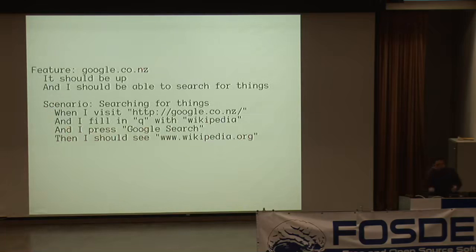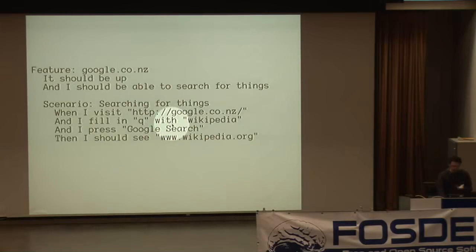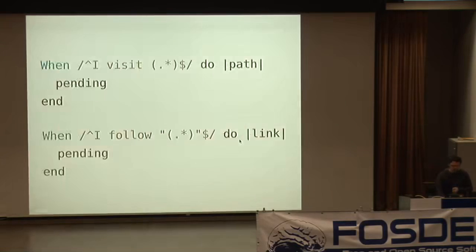So very simply, Cucumber is basically an executable specification. You write in plain, human understandable language how you expect the system to be behaving. So in this particular example here, we're saying that when I visit this particular URL, Google in New Zealand, and I fill in the query with Wikipedia and I press the Google search button, then I should see this particular string on the page, right?